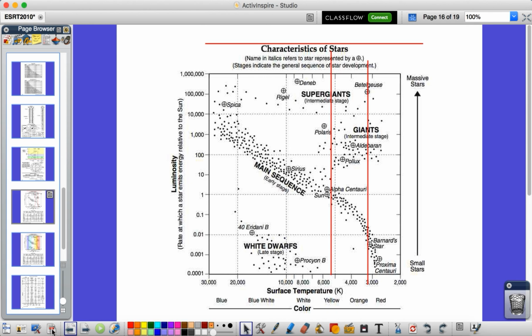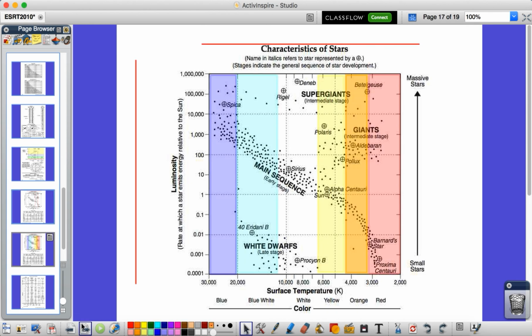Okay, now one more thing before we wrap it up. It's helpful to add some color to your reference table sometimes. You can see these are your red stars. These are your orange stars. These are your yellow stars. These are your blue-white, these are your blue, and these are your white. You can infer the temperature of a star by looking at its color. You know the red ones are cooler. The white and blue ones are the hotter ones. And the yellow ones are kind of middle of the road.